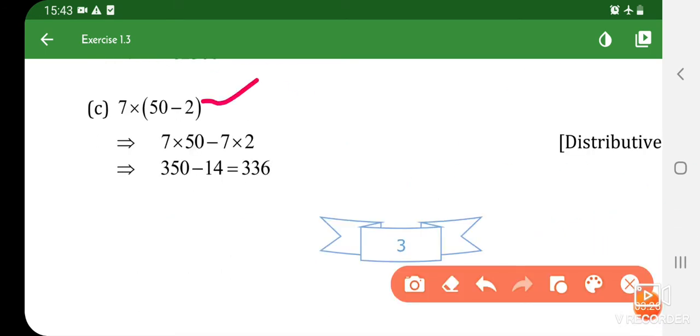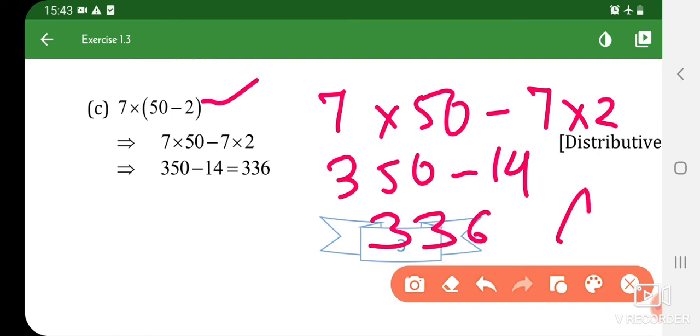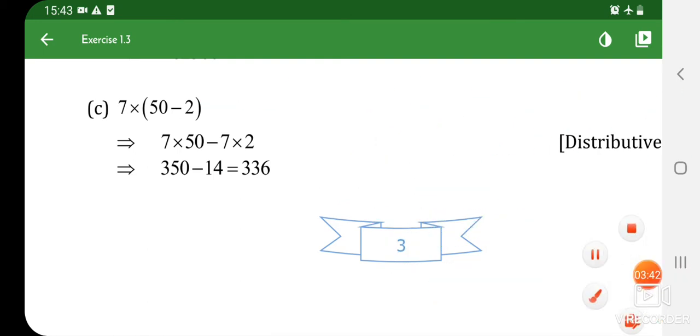In this question, we also use distributive property. 7 into 50 and after that multiply 7 into 2. So this one is 350 and 7 into 2 is 14. When we subtract, the answer is 336, and we are using the distributive property.